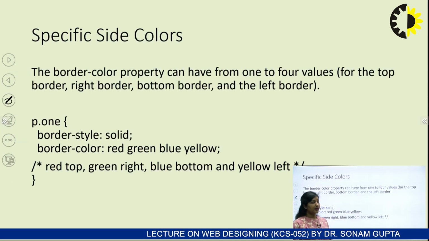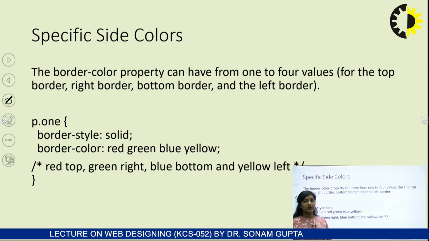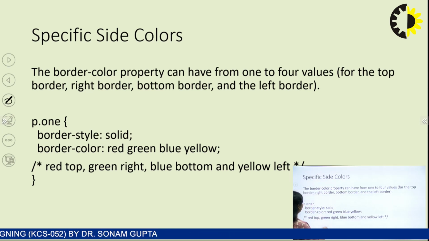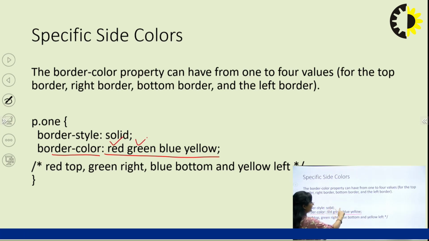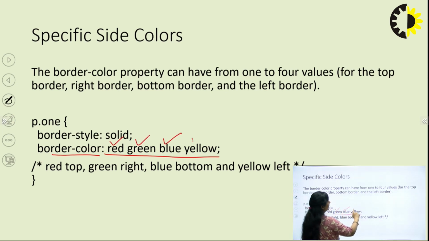Now for specific side colors, if I want the colors of all the sides to be changed, I can mention different colors like top, bottom, left and right. Suppose I am mentioning these four colors in border color: red, green, blue and yellow. So what will happen? Red will be for the top, green for the right, blue for the bottom and yellow for the left. So this is how it will be taken.